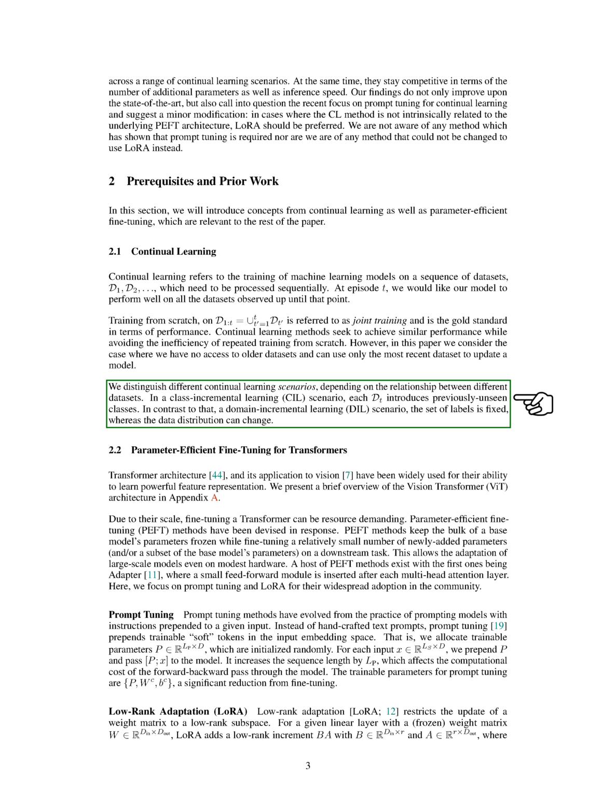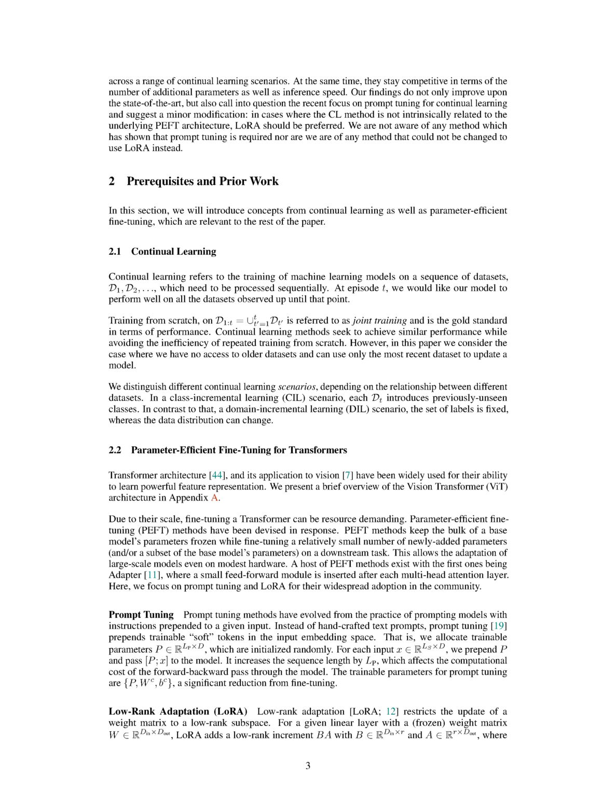There are different continual learning scenarios based on the relationship between datasets. In class incremental learning, CIL, each new dataset introduces classes that were not seen before. On the other hand, in domain incremental learning, DIL, the set of labels remains the same, but the data distribution can change.